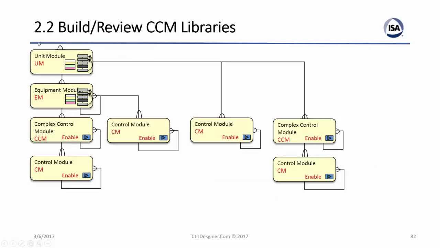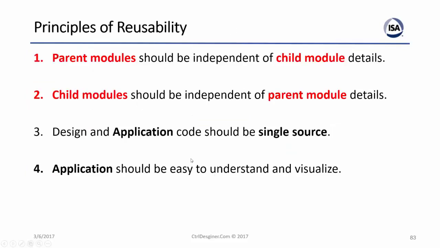Going back to our definition, a UM can have modes of operation and steps, and talk to an equipment module or talk to a CM with the enable logics. An equipment module can talk to a CM or multiple CMs, and an equipment module can talk to a complex control module. At the end, everything is just a control module. This is the overall hierarchy that we have.